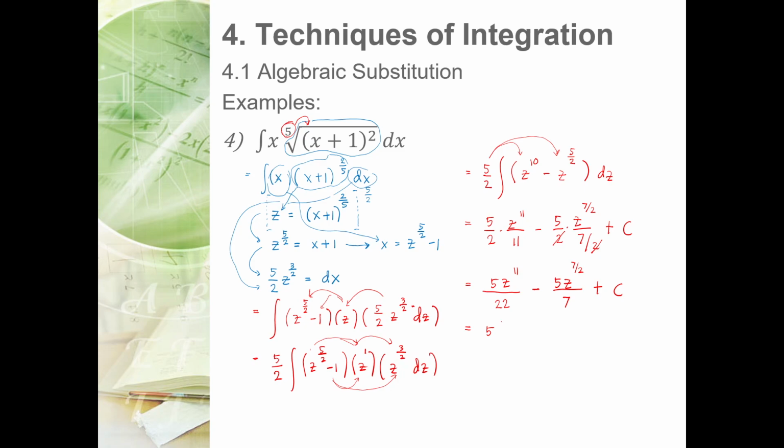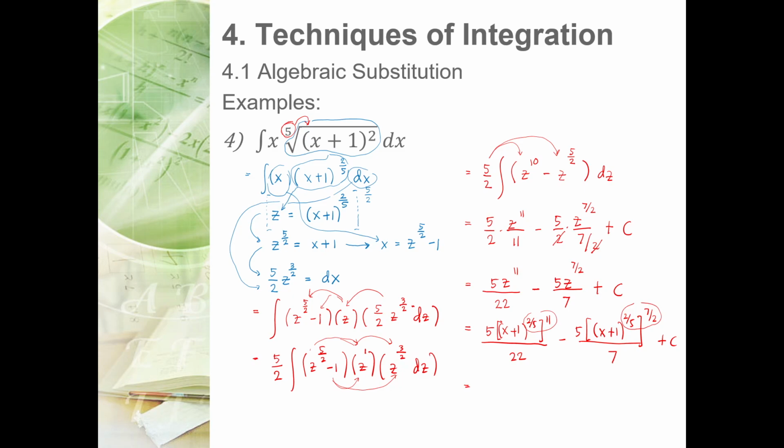So this becomes x plus 1 to the power of 2/5 and then raised to the power of 11, minus 5 times x plus 1 raised to 2/5 to the power of 7 halves, all over 7 plus c. So power to power rule, the properties of powers.